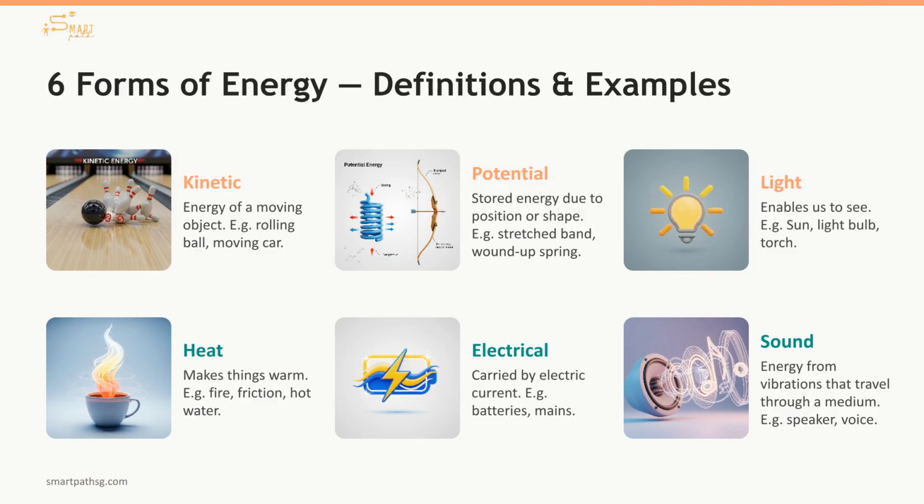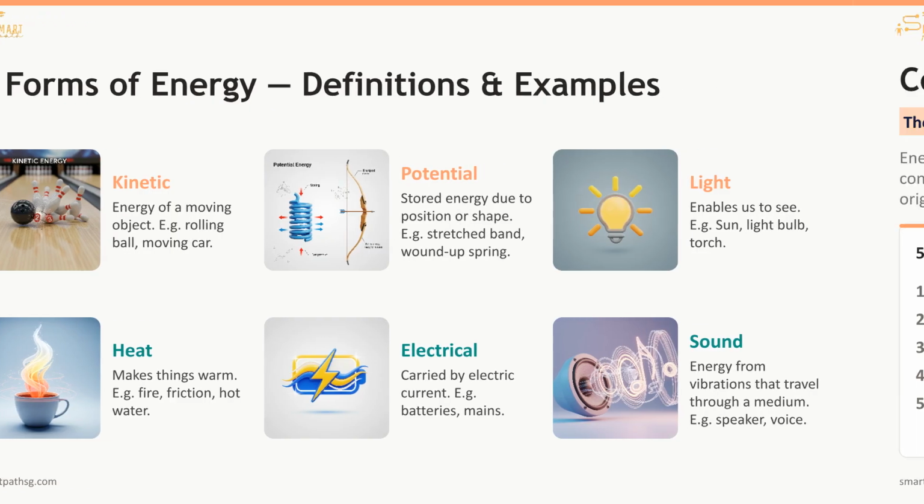Kinetic energy is the energy of a moving object. Potential energy is stored energy due to position or shape. Light energy enables us to see. Heat energy makes things warm. Electrical energy is carried by electric current. Sound energy is from vibrations that travel through a medium. Ensure you understand how each form of energy is stored or released.